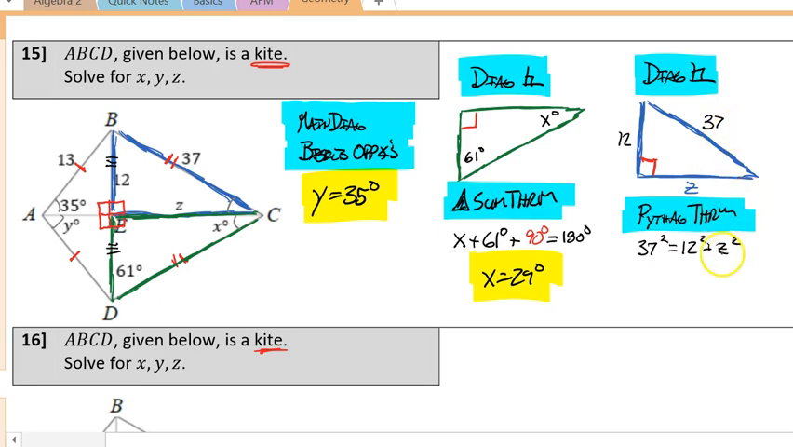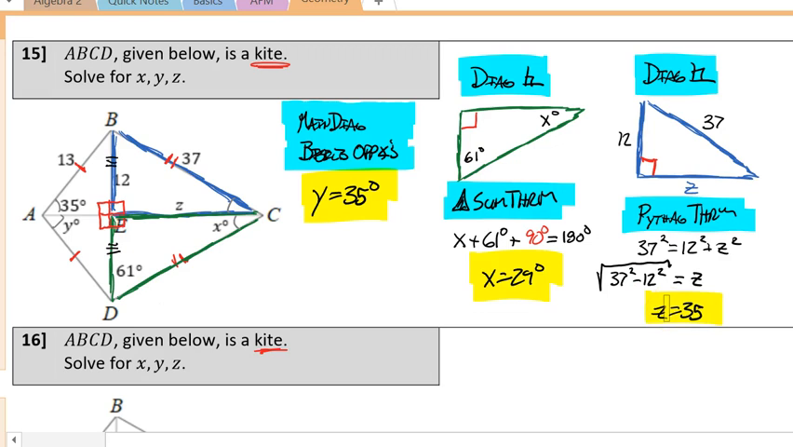37 is the hypotenuse, giving us 37 squared equals 12 squared plus z squared. I'll subtract whatever the value of 12 squared is over, and then take the square root of both sides to undo the z squared. So that gives me a value that z is equal to 35.